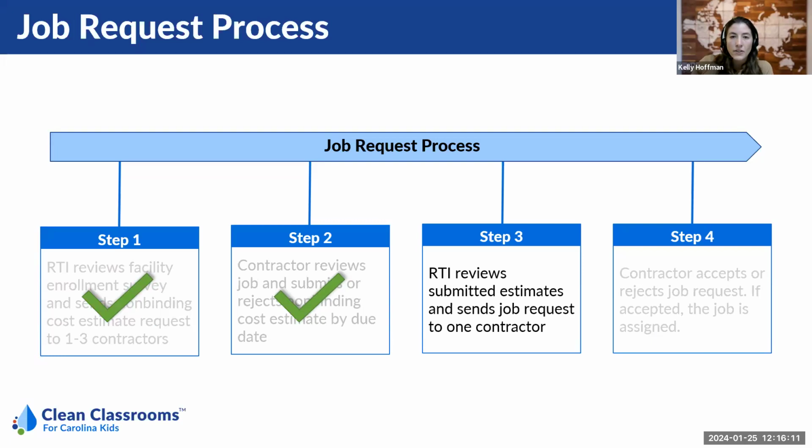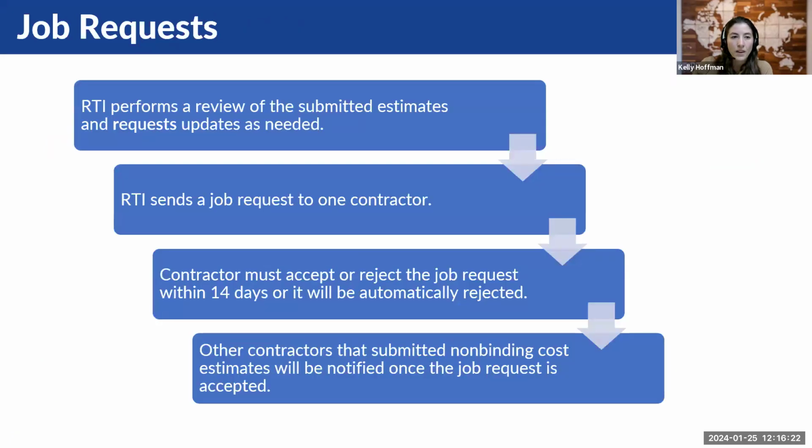Okay, and then after the due date, RTI will review all of the submitted estimates and send the job request to one selected contractor. First, we review the estimates and request updates as needed. Our team is able to reopen the estimate if we do have any questions or any changes are needed. You will receive an email as well if updates are requested, and you'll also see the status change in your cost estimates table in the portal.